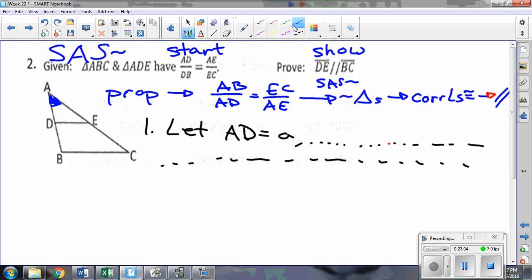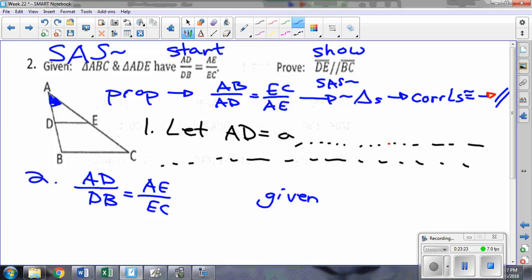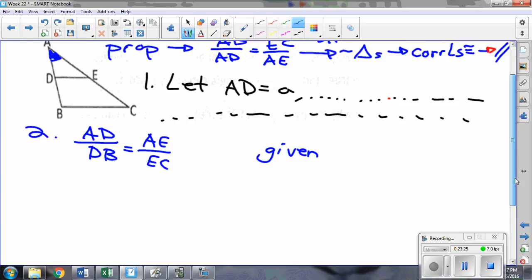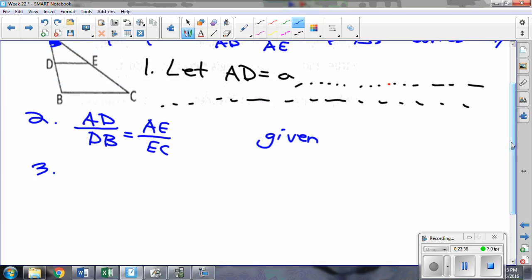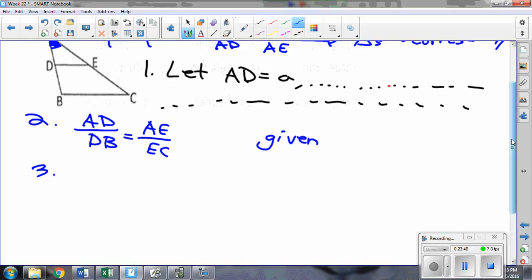All right, so to continue now, we'll of course start with the given. We have AD over DB equals AE over EC, and that was given. Just like last time, we want to make this algebraic substitution so that we have some easier numbers to work with. Remember, AD is just A. Hang on, do I have this written down correctly?